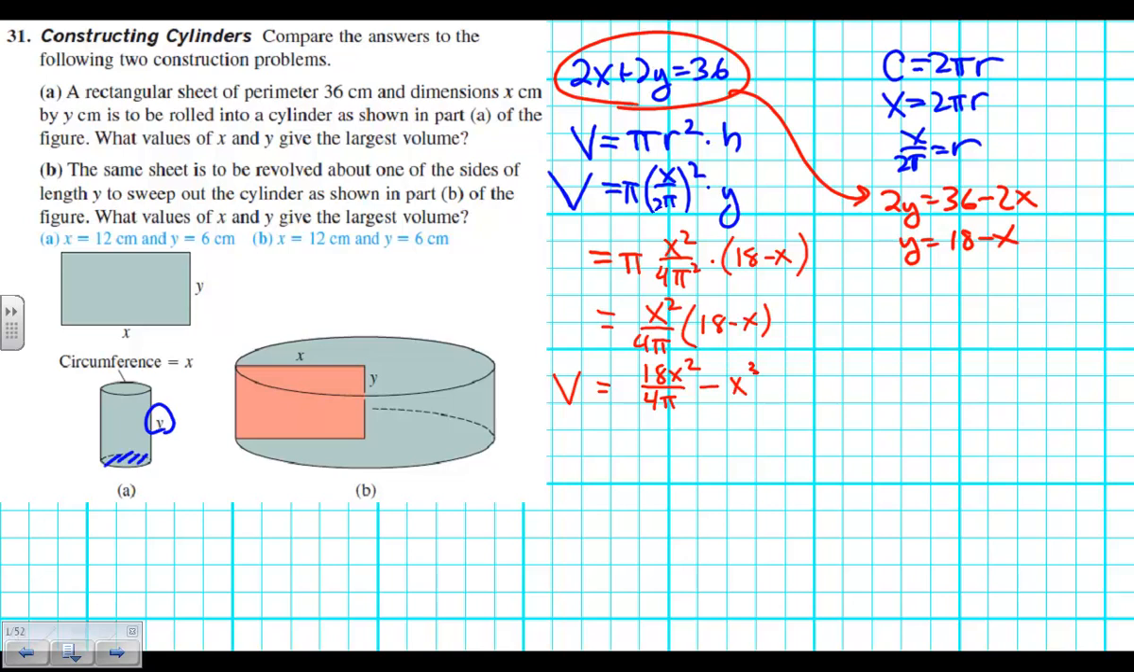Sorry, I forgot. How about 9x squared over 2 pi, minus x cubed over 4 pi. Isn't it over 4 pi still? Oh, x cubed over 4 pi. I don't know if I made it any better or not, but let's take the derivative of it regardless. V prime is going to be 9x over pi minus 3x squared over 4 pi.